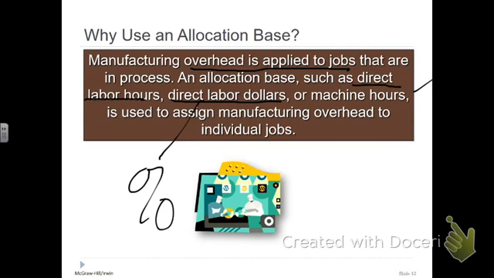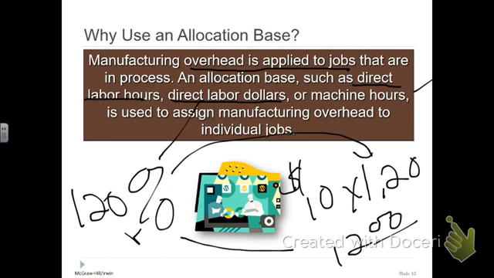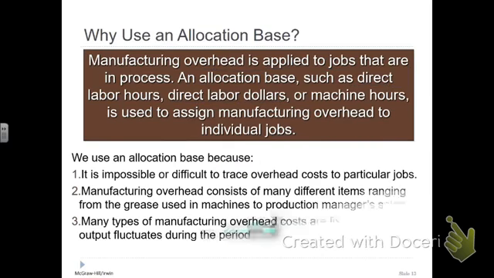Keep in mind, if it's a percentage, it might be 120% of the direct labor dollars. So what you would do is take the direct labor, $10 an hour perhaps, multiply it by 1.20, and you get $12 in manufacturing overhead. 120% converts to 1.2 when you convert it to a decimal. So that's how we would go ahead and do that.